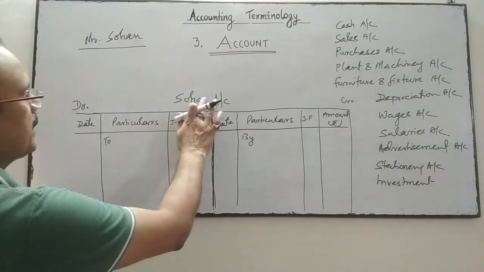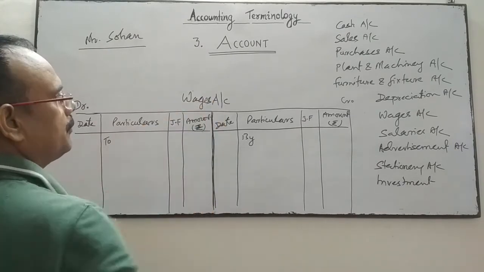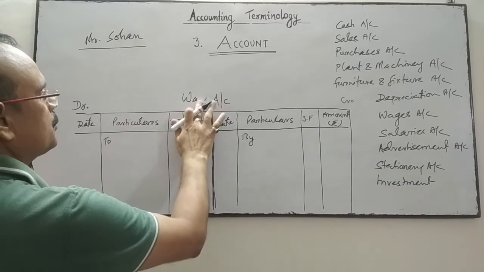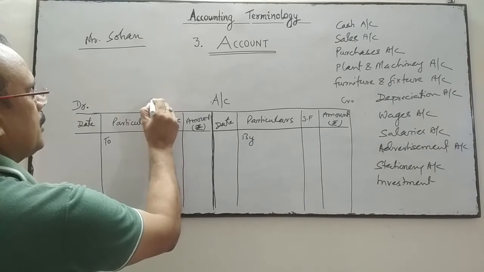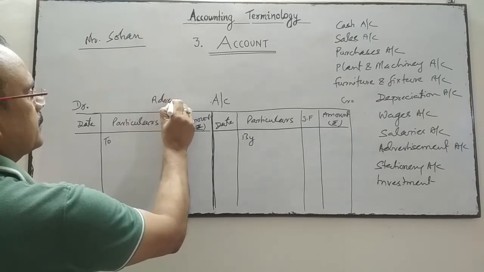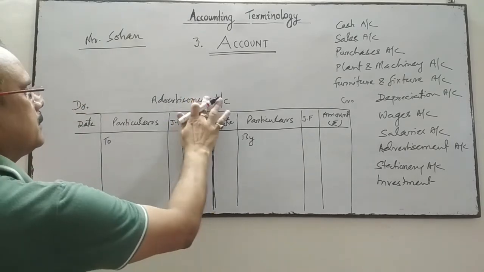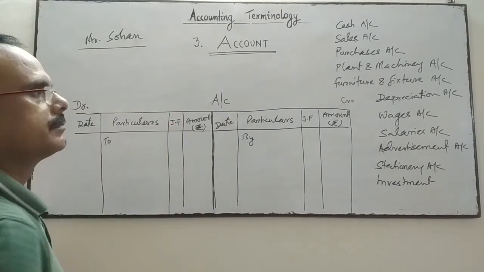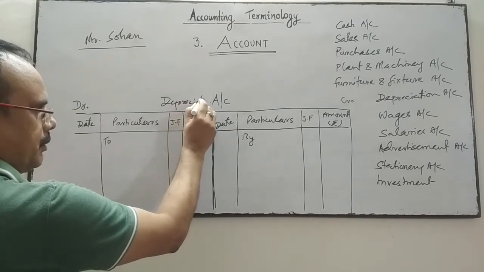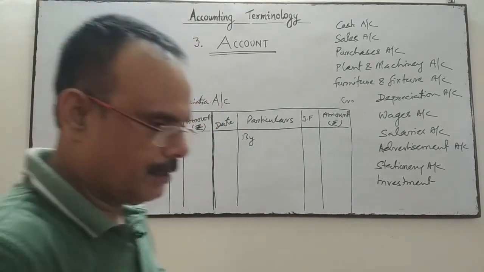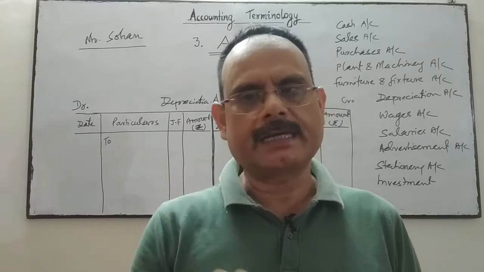So if you are going to prepare the wages account, then we'll write wages over here, wages account. All information of wages will be shown over here. If you are going to prepare the advertisement account, then we'll write advertisement account. Depreciation account, all the information of depreciation, if it is shown at one place, then it is called the ledger of depreciation, like this. So account means a specific nature of transactions.